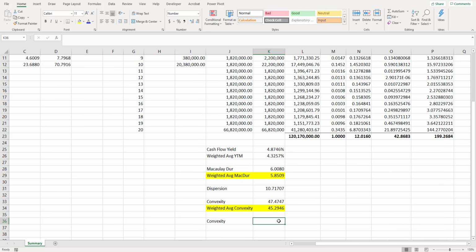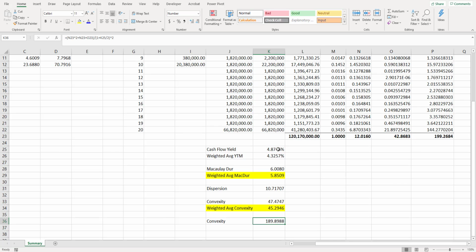So the formula would be using the Macaulay duration, but in semi-annual periods, the power of 2, plus the Macaulay duration in semi-annual periods, plus dispersion. Okay, so if I stop here, I will be able to get 199.2684, if I just calculate this. But of course, we don't stop there. We still have to discount by 1 plus the cash flow yield, divide by 2 to the power of 2.